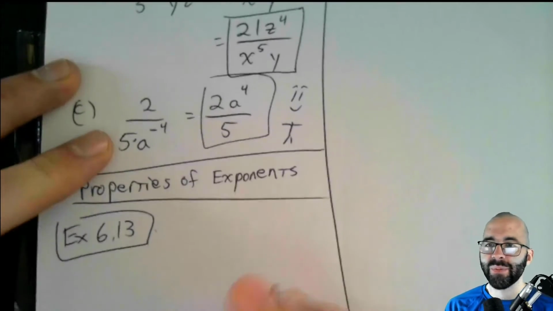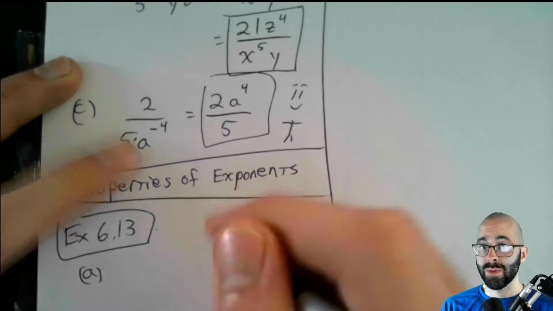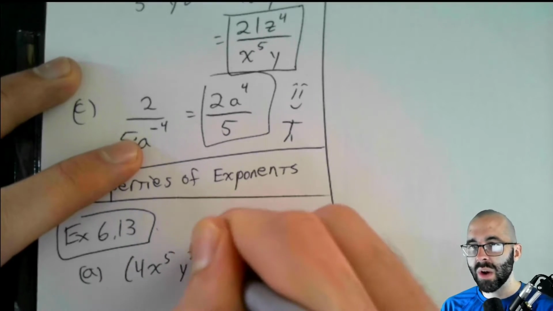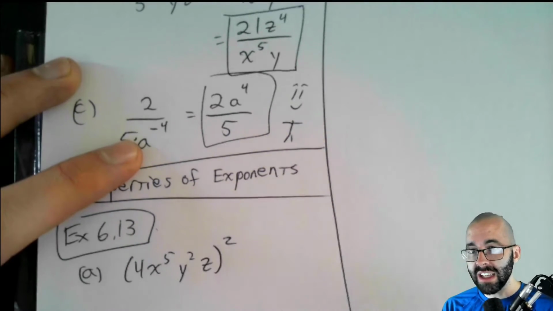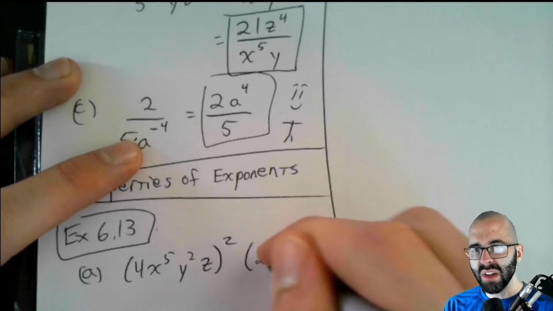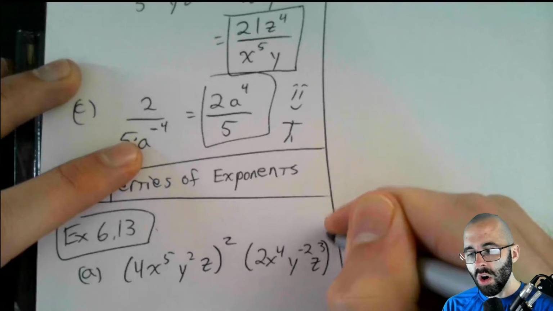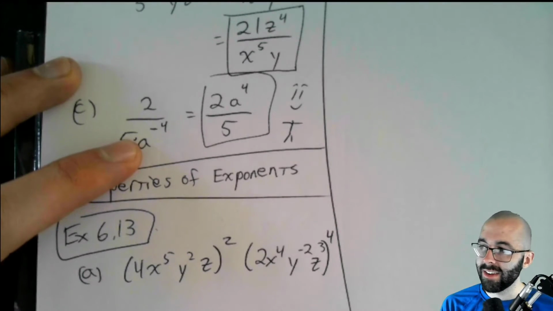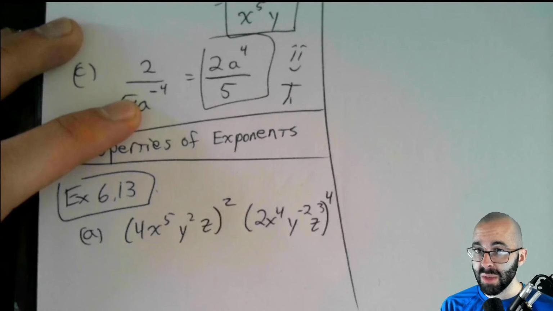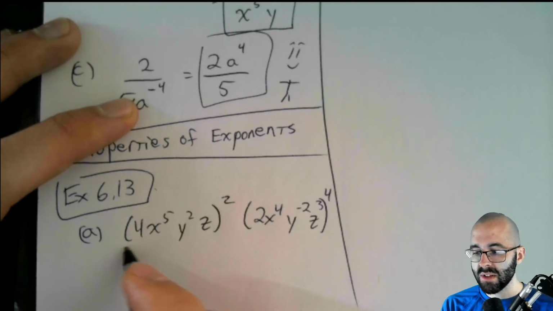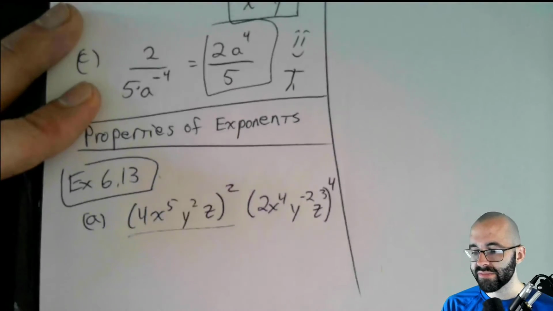All right, so let's use all these rules and simplify. We're starting with 4x to the 5th y squared z, that whole thing is getting squared, and then multiplied by 2x to the 4th y to the negative 2nd z cubed, all raised to the 4th power. So lots of stuff being done here, step by step, one thing at a time. Let's simplify this guy first.